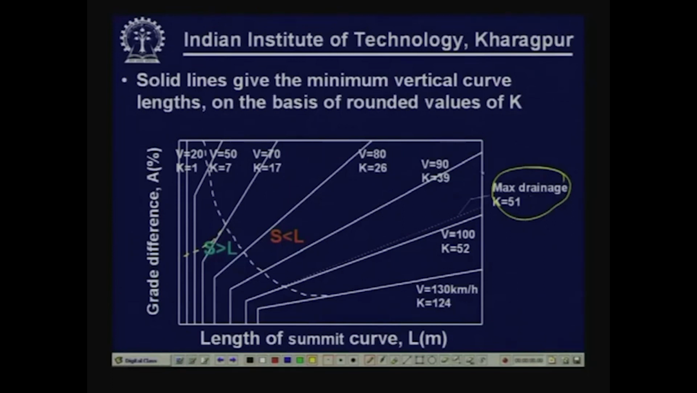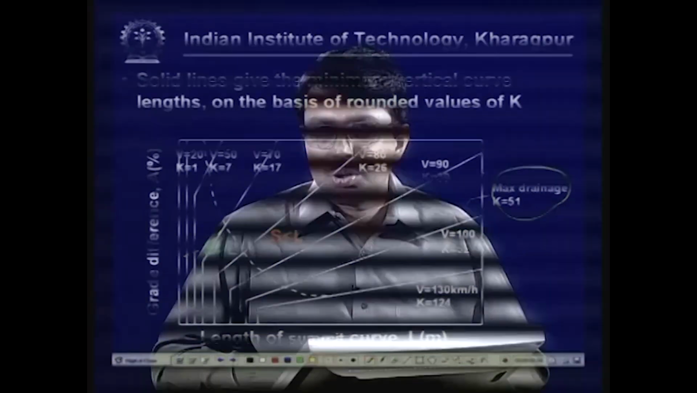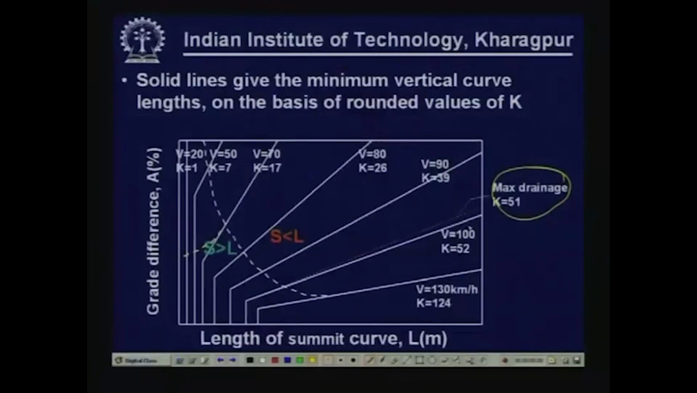So, the maximum value of K for drainage is 51. If it is more than 51, that means the grade is much flatter, or the grade in general is flatter than what is required from a drainage point of view. Look at this exhibit again, to the right side of this dotted line. This whole area, V equal to 100, 130, these all represent K values more than 51.